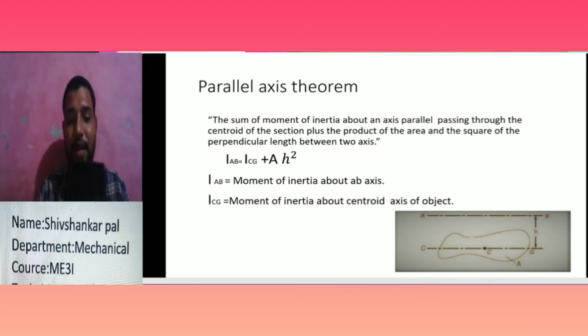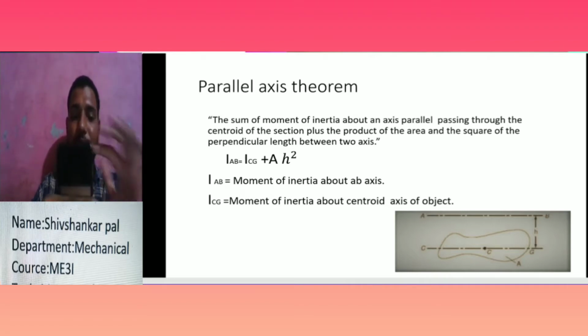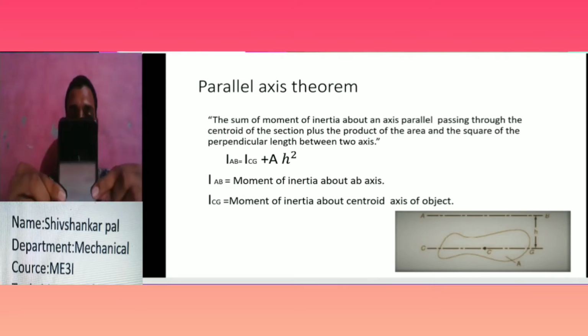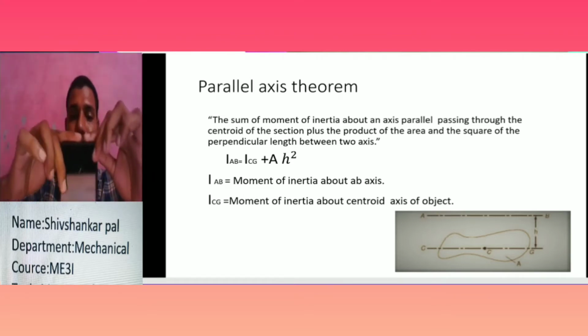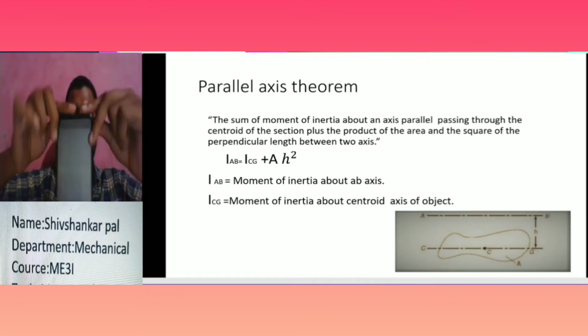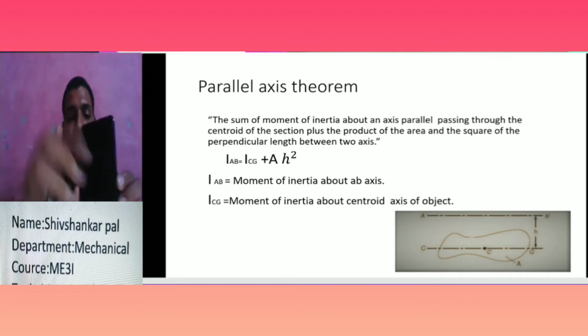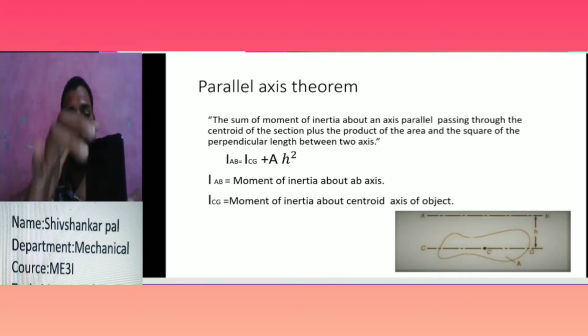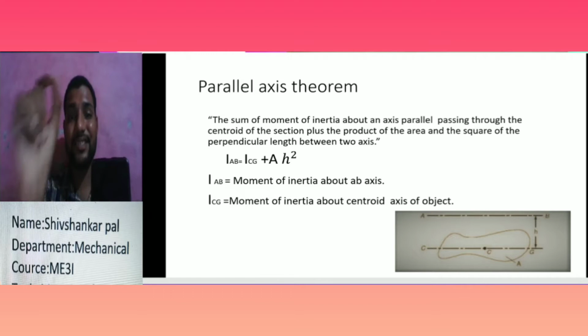Suppose I know the moment of inertia about this axis of a rectangular section. The moment of inertia about this axis is b h cube by 12, where b is the width and h is the height, when the object is rotated about this axis. But if I am asked for the moment of inertia about this other axis, I know it here, but to transfer the moment of inertia from here to here, I use the parallel axis theorem.